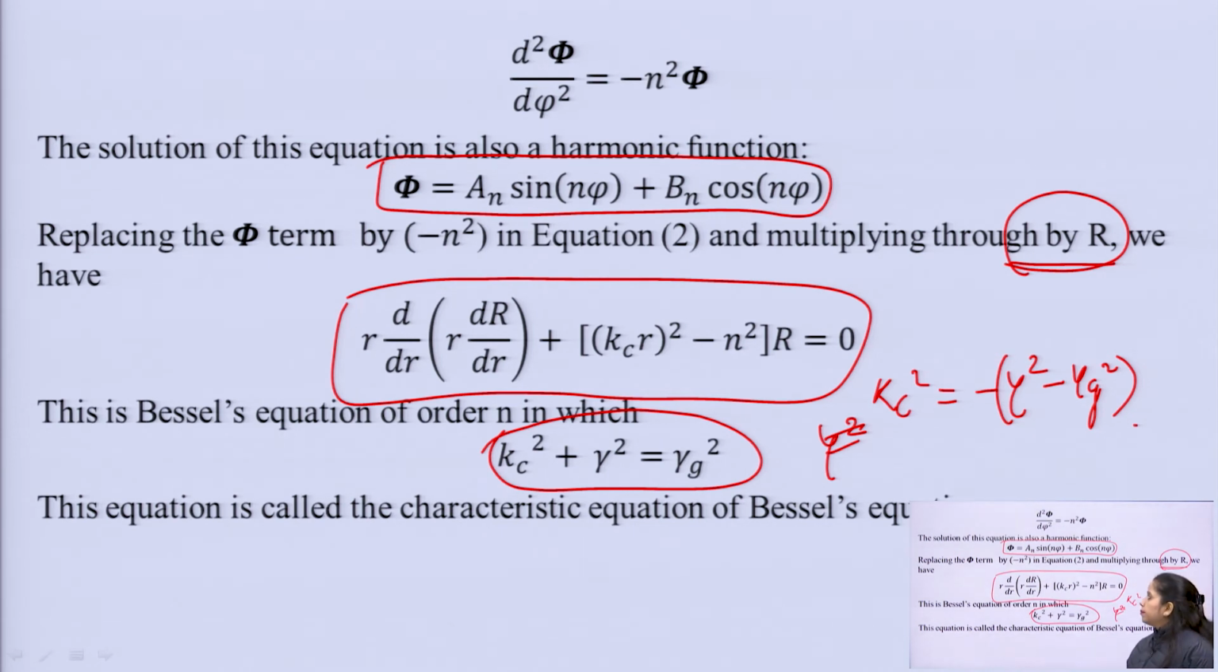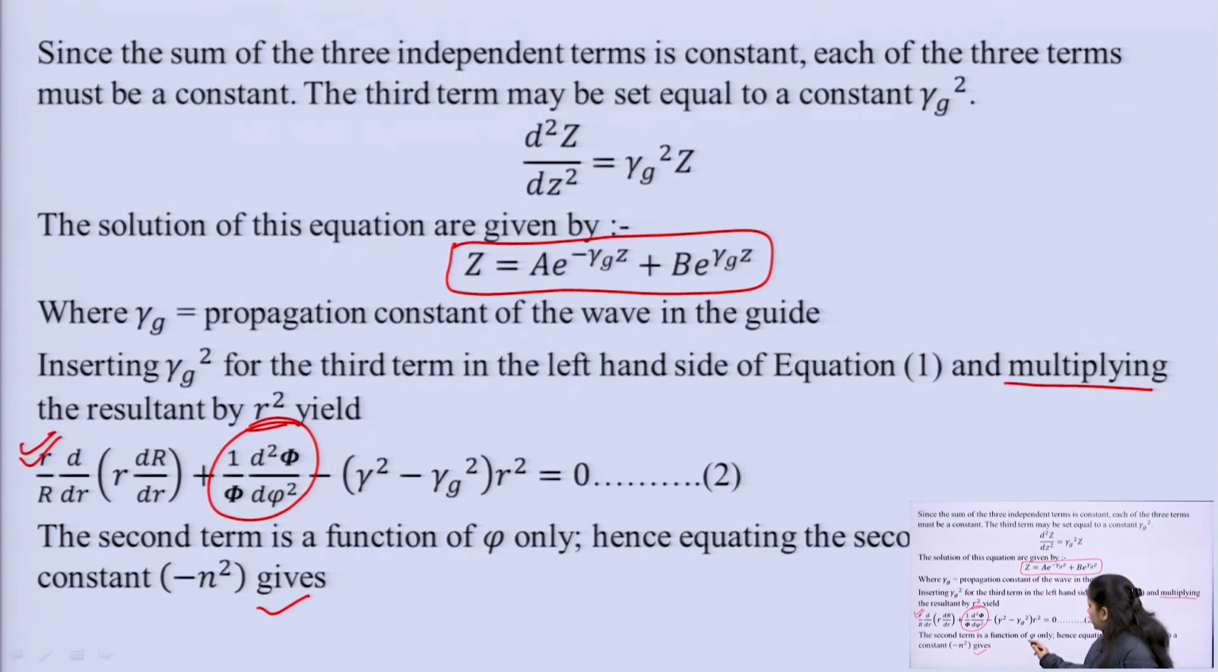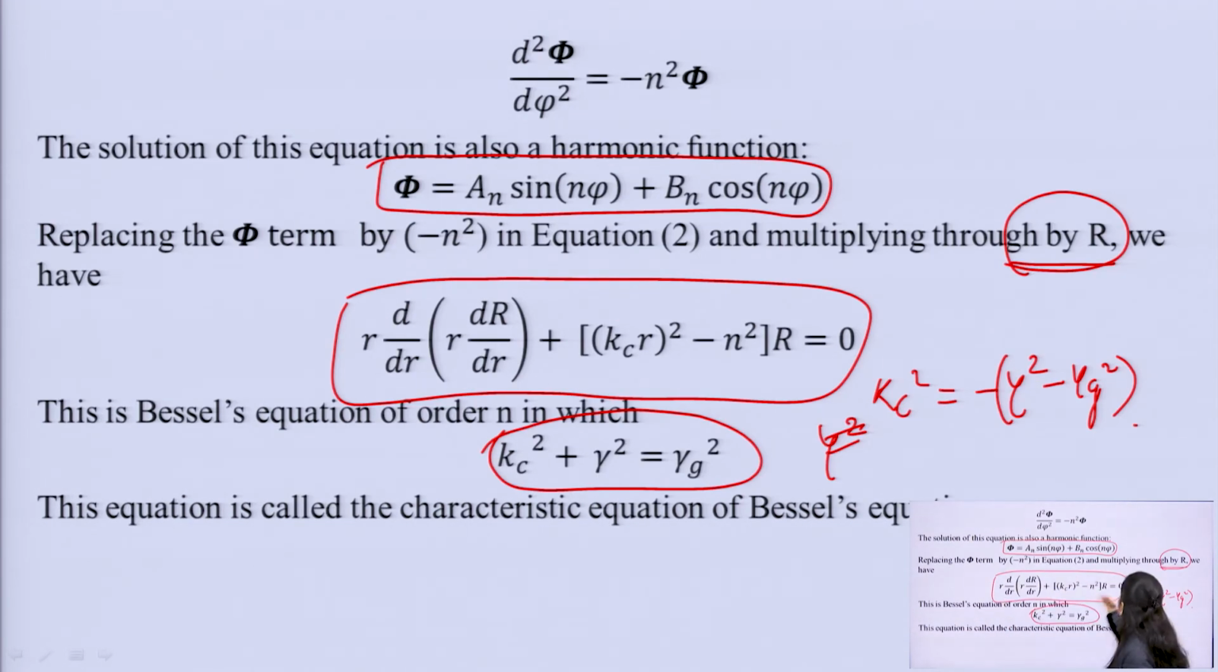Replacing the term d square phi by d phi square with minus n square in the equation, and multiplying that with capital R. The second thing we have to do is replace gamma square minus gamma g square with kc square, and by doing this we are able to get this expression.